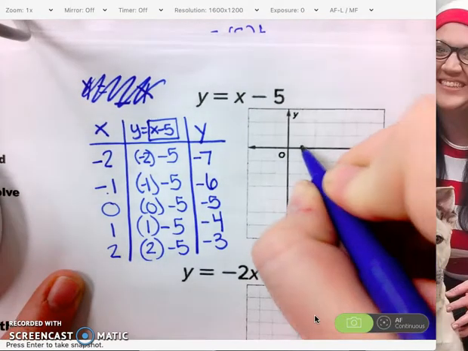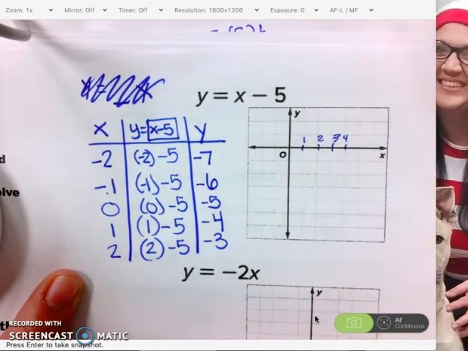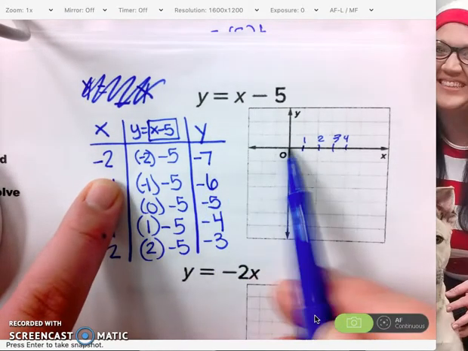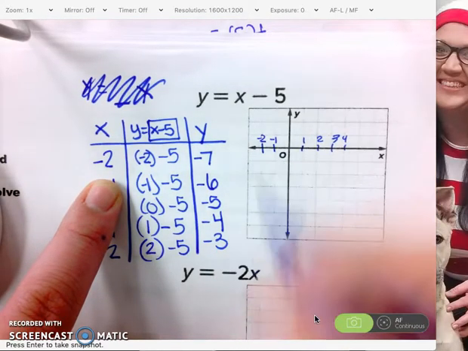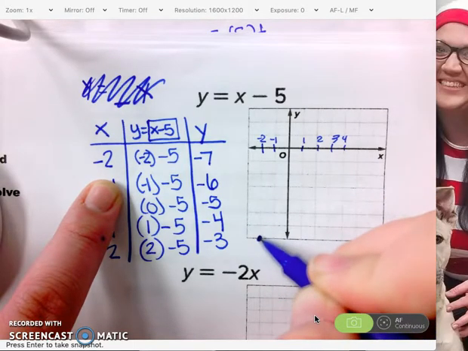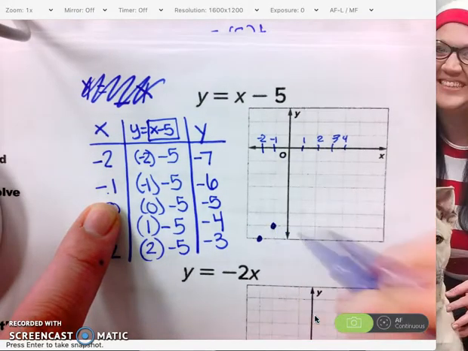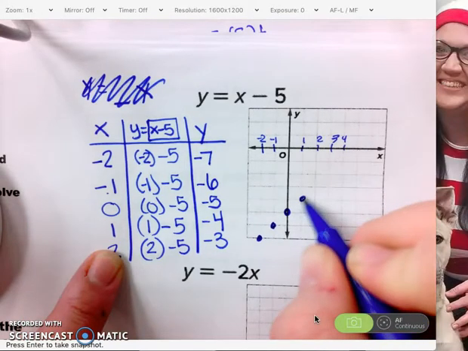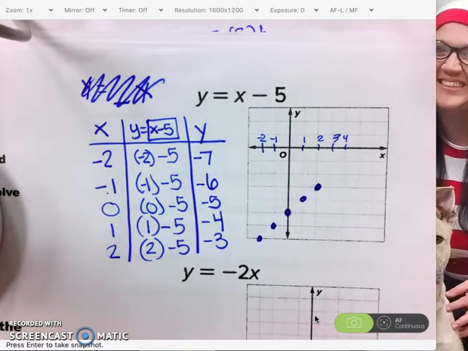Okay, here, my labels, I'm just going to label 1, 2, 3, 4. Each notch is going to be 1. So I want to plot my points. -2, I go to -2, and I go down to 7: 1, 2, 3, 4, 5, 6, 7. And I put a dot. Okay, -1 to -6. 0 to -5. 1 to -4, and 2 to -3.